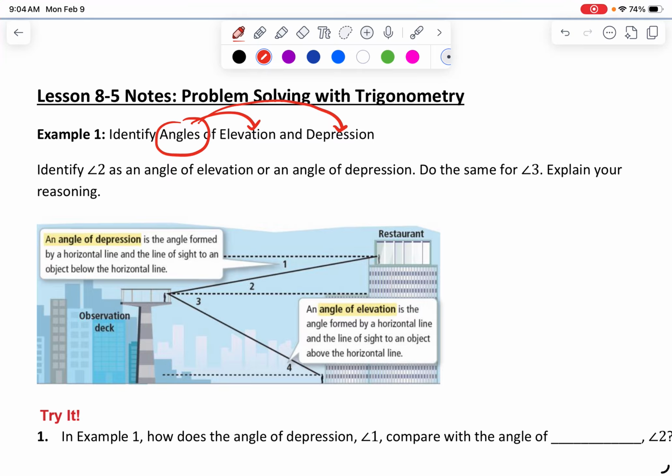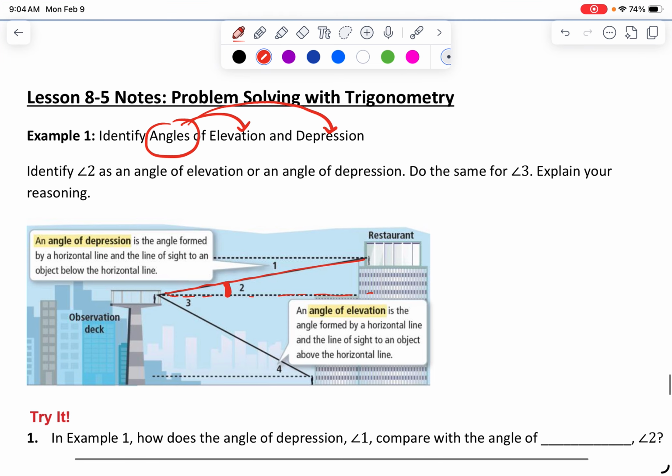So it says identify angle 2 as an angle of elevation or angle of depression. So if we look at angle 2, it is right here. What you have to compare it to is, are you elevating up or elevating down? And what I can see is this is my horizontal line, and I'm basically going up from there. So in other words, angle 2 is going to be an angle of elevation.